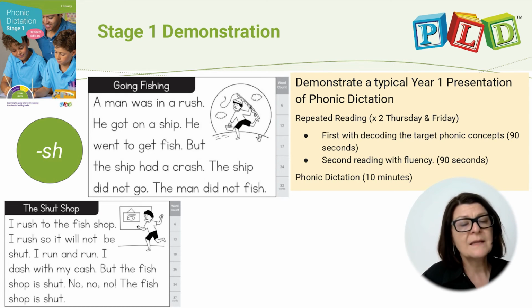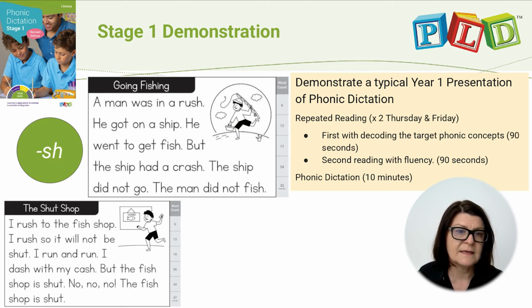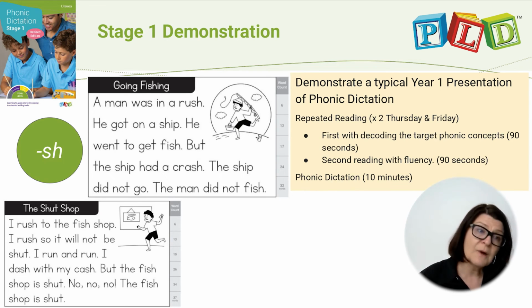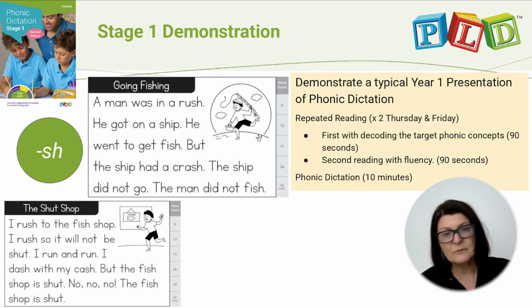The second reading is to read it with fluency as whole word reading, and I don't need to demonstrate that to you. Pencils down and listening. Now we're going to do the phonic dictation. So pencils down. A man was in a rush. A man was in a rush.